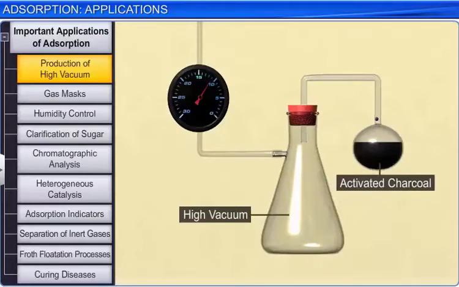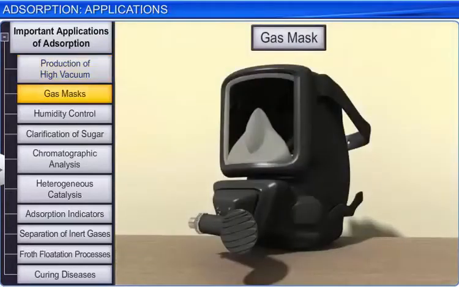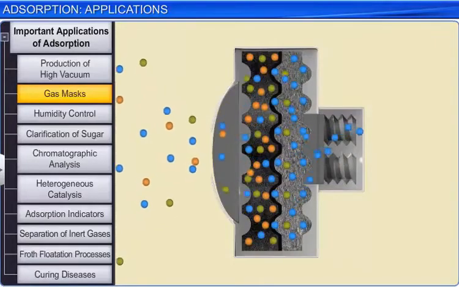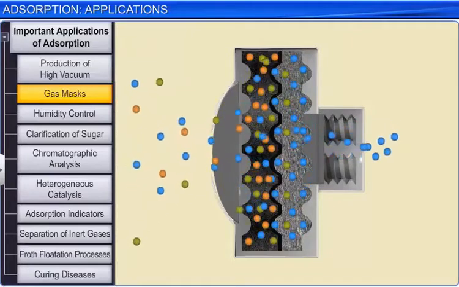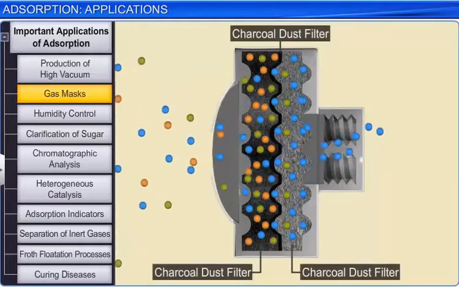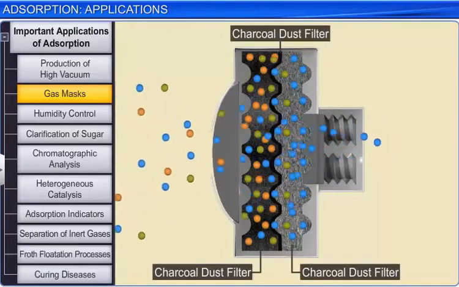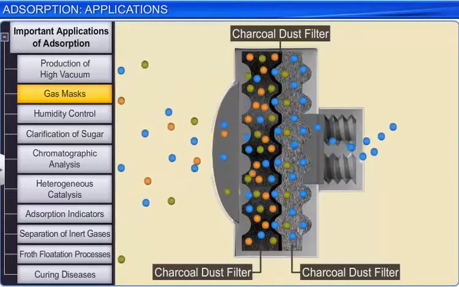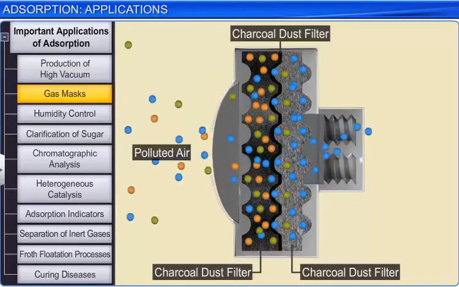Gas masks used by miners in mines provide protection from both particulate matter and poisonous gases. These are based on the phenomenon of adsorption. Gas masks contain activated charcoal or a mixture of adsorbents that preferentially adsorb large volumes of poisonous gases and thereby purify the air for breathing.